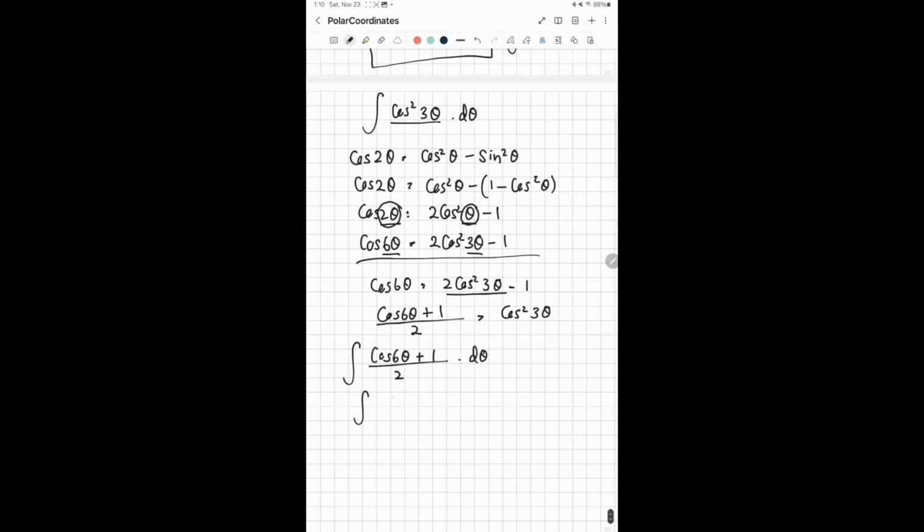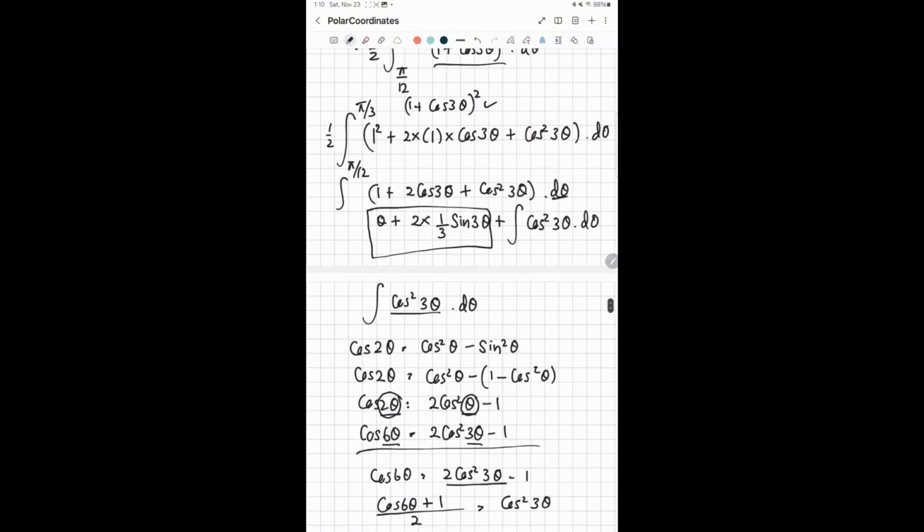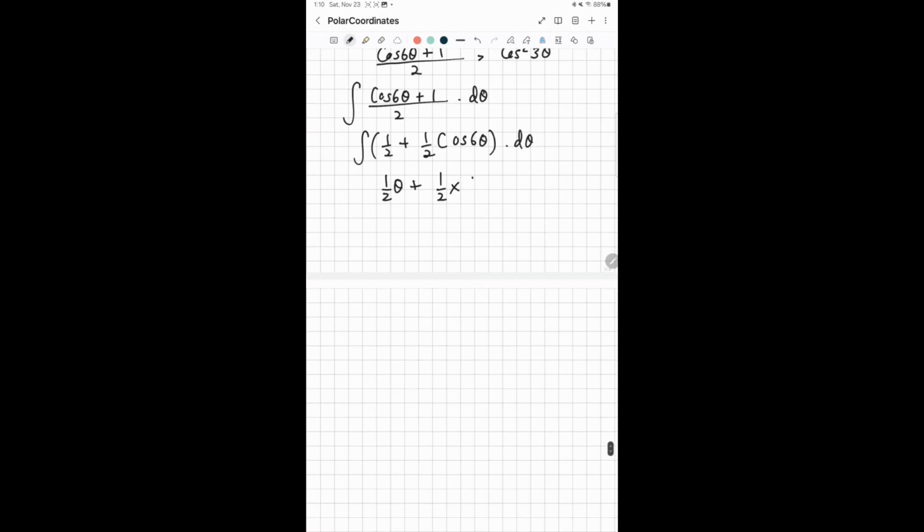So when integrating this, you can write half plus half cos 6 theta d theta. When integrating half, it's half theta plus half into, the same way we did for cos 3 theta, it's going to be half into 1 over 6 sine 6 theta. This will give you half theta plus 1 over 12 sine 6 theta.